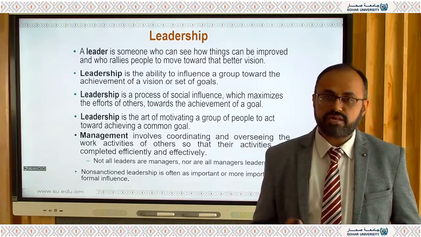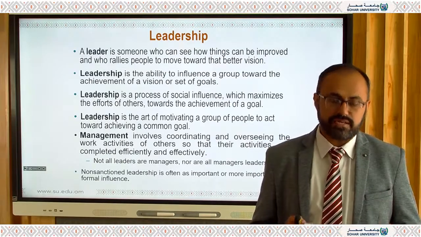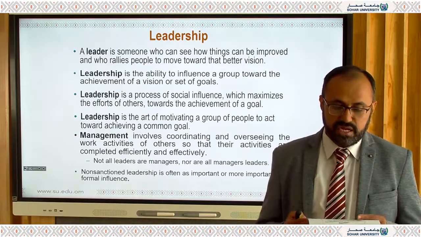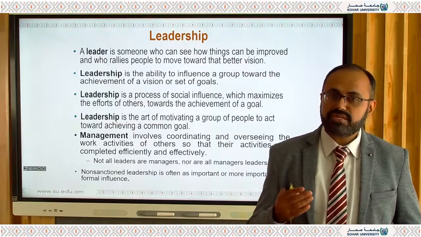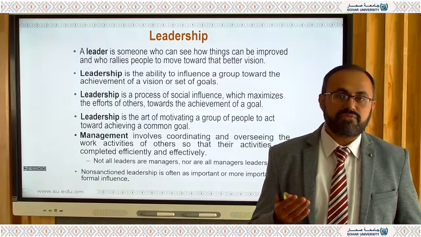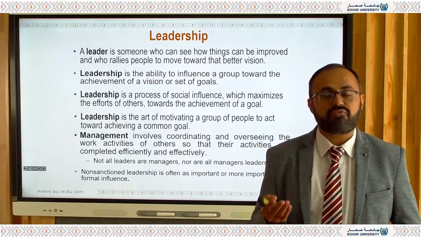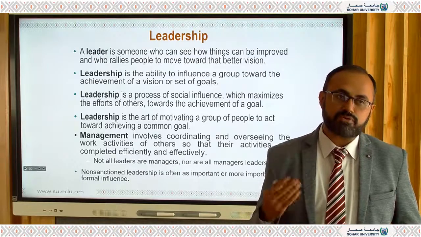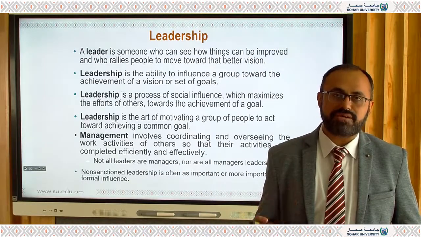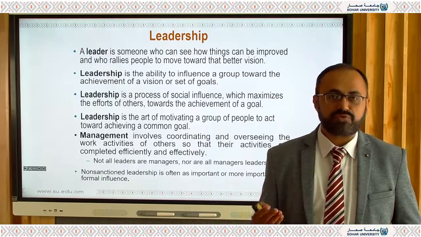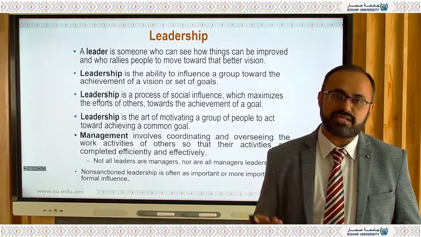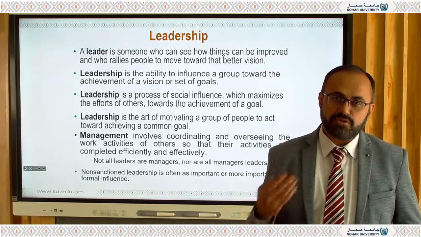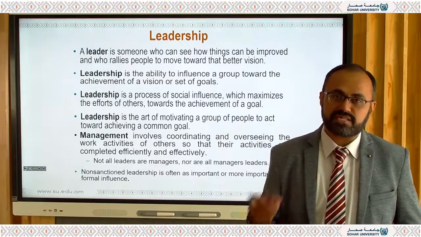If you try to define it in another way, leadership is a process of social influence which maximizes the effort of others towards the achievement of goals. This means here you are talking about motivation. For example, if you are working with a team of IT and you push them to prepare an application or a project within 1 week or 1 month, then you have to motivate them. So this becomes the process, and team management and motivation go hand in hand. So as a process, you should try to understand what leadership is.